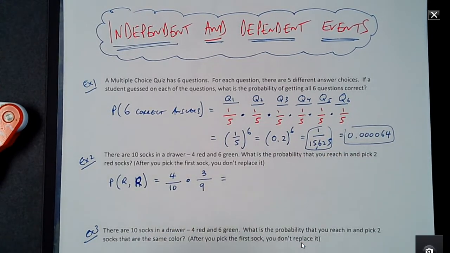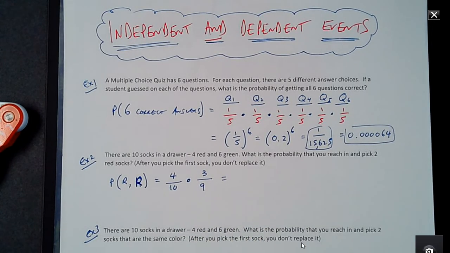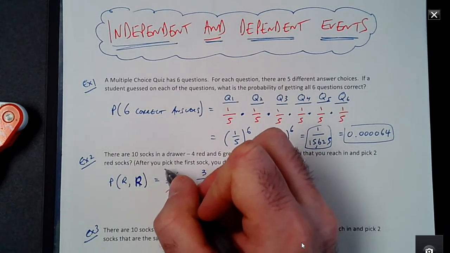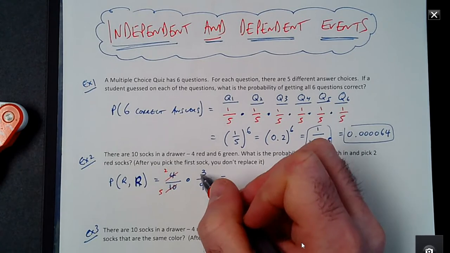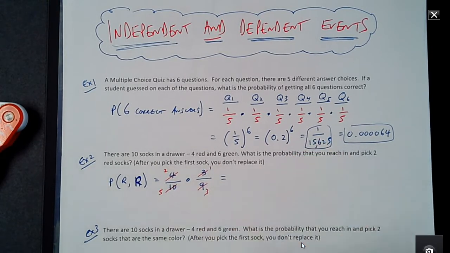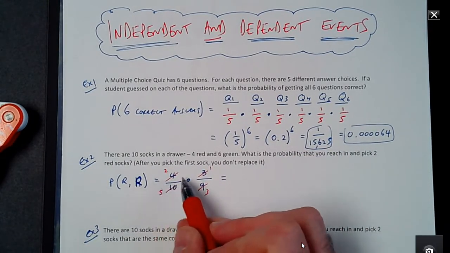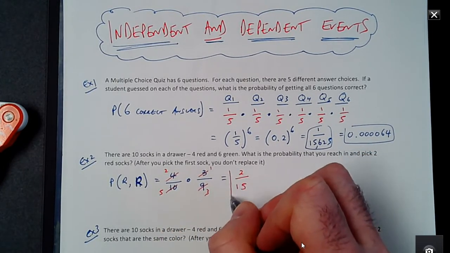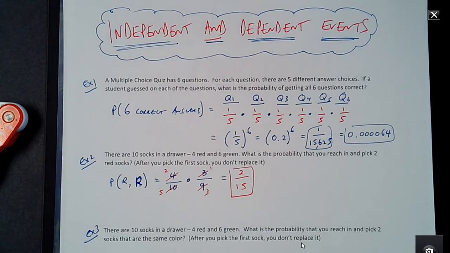So what you need to do is multiply these 2 fractions together and then simplify. There's 2 ways of doing that. You could just multiply straight across, get 12 out of 90, which is great. What I like to do is simplify as I go. So 4 out of 10 will reduce to 2 out of 5. 3 out of 9 will reduce to 1 out of 3. Nothing else will simplify. So 2 multiplied by 1 is 2. 5 multiplied by 3 is 15. So your answer as a fraction will be 2 out of 15. So not a likely chance that you're going to get 2 red socks. So there you go, 2 out of 15.